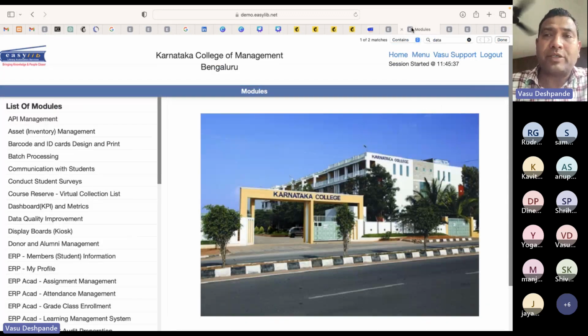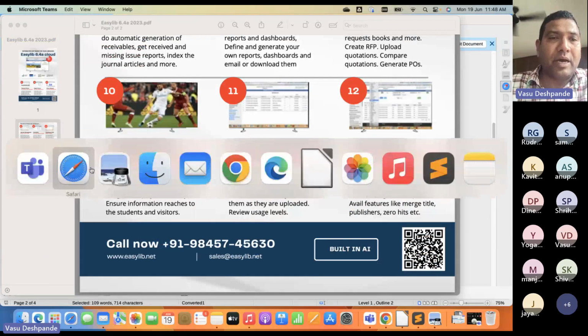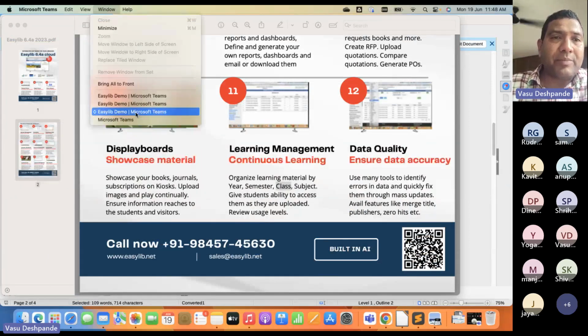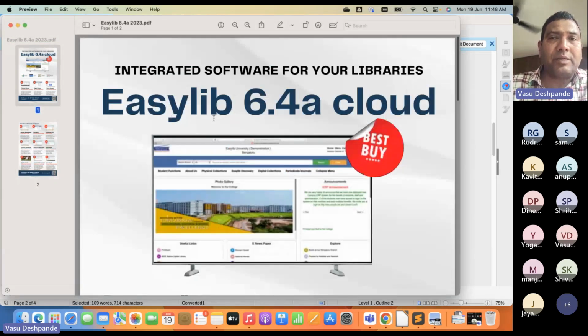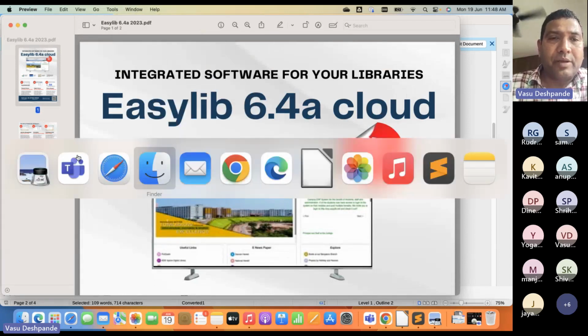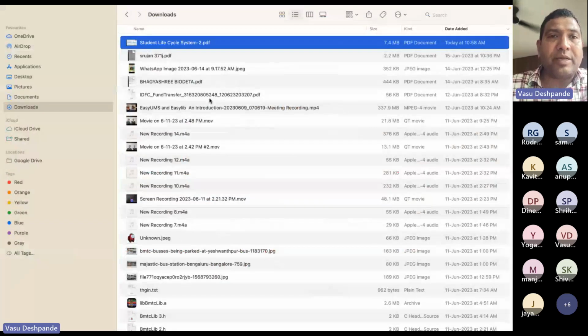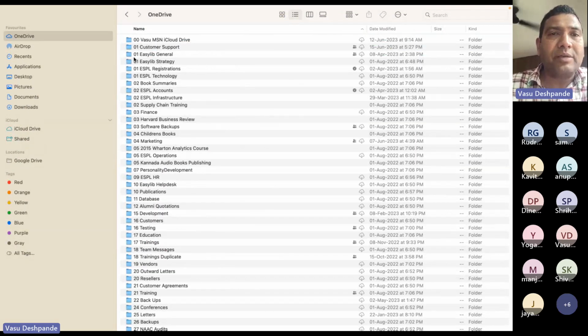So net, we have tried to build the system as exhaustive as possible so that you are totally satisfied in using this application. And the last slide I'm going to go to, by the way, is the brochure. This is the EasyLib brochure for the different functions. This explains the library portion. Then there is a brochure for the campus ERP. I'm going to share this over here. There are a whole bunch of brochures that we have got.